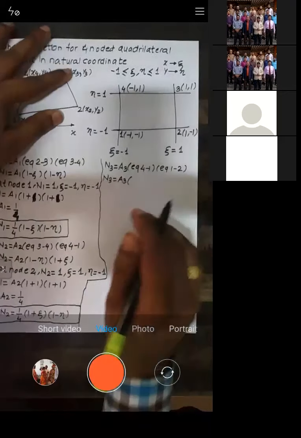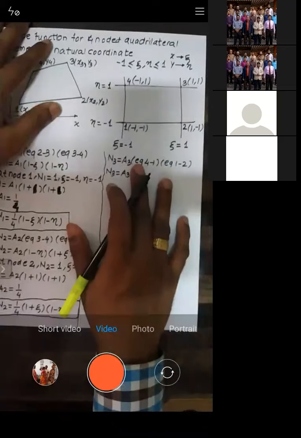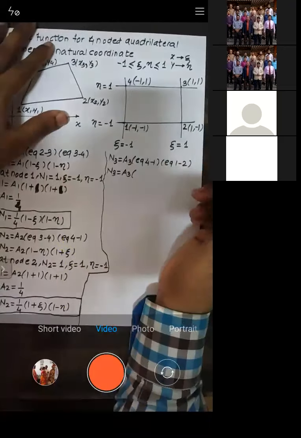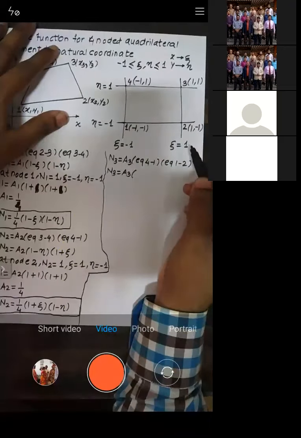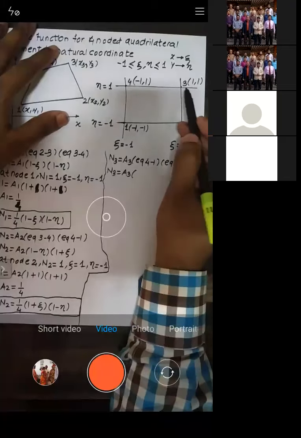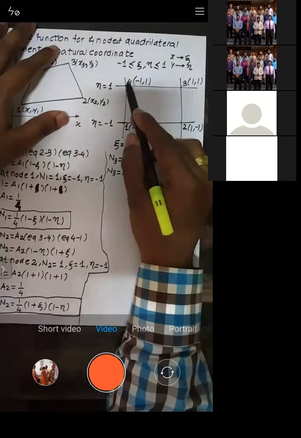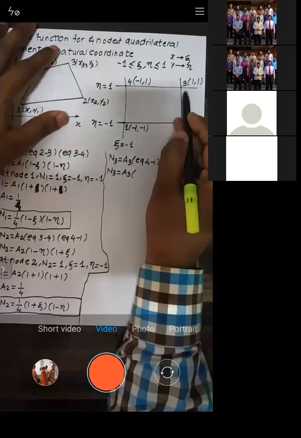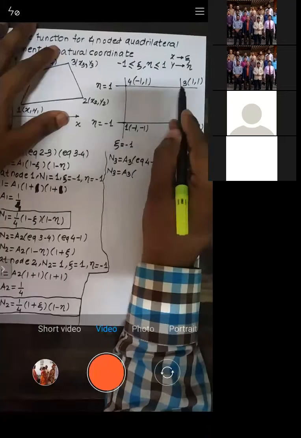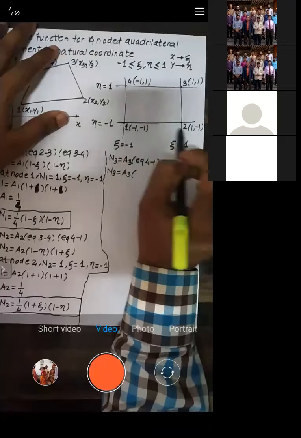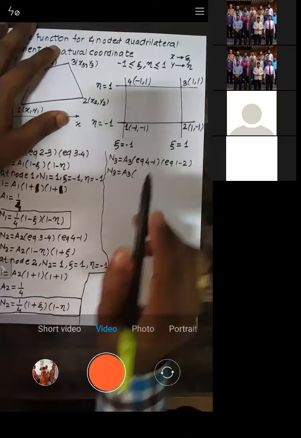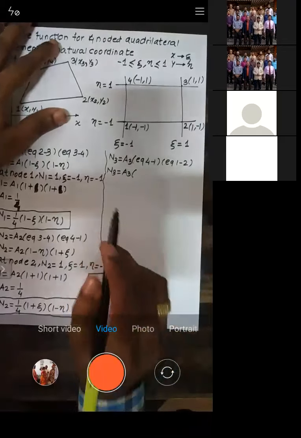I'm not getting your question. See, for node 3, I'm writing. So, which are the lines which are not passing through node 3? This is going, also this is going. What is remaining? 4, 1 and 1, 2. So, I don't get your question. Can you repeat?